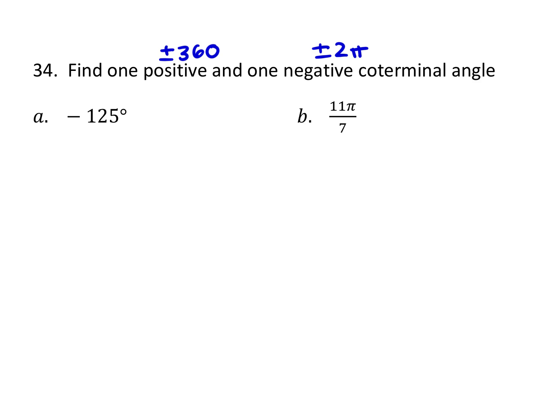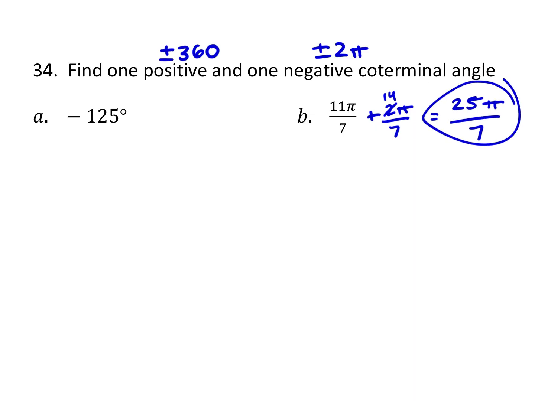So to find our coterminal angle, we are going to add 2 pi. We need a common denominator, so I can make this 14 pi over 7. So 25 pi over 7 would be a positive coterminal angle. To find a negative one, subtract 14 pi over 7, because that's 2 pi. So that would give us negative 3 pi over 7.